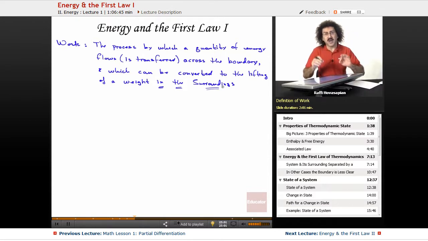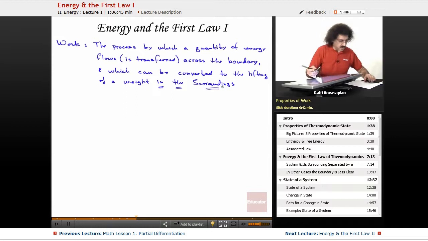So, when we talk about work that has flowed, work is energy. It's a quantity of energy that flows between system and surroundings. And as it turns out, this particular energy that flows is energy that can be used to lift a weight in the surroundings. Or if the work happens to flow from the surroundings to the system, leave the surroundings, the weight itself will go down. So when we talk about lifting a weight, we're talking either positive or negative.